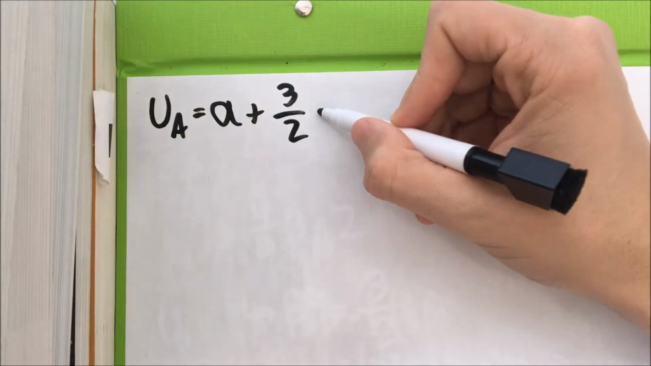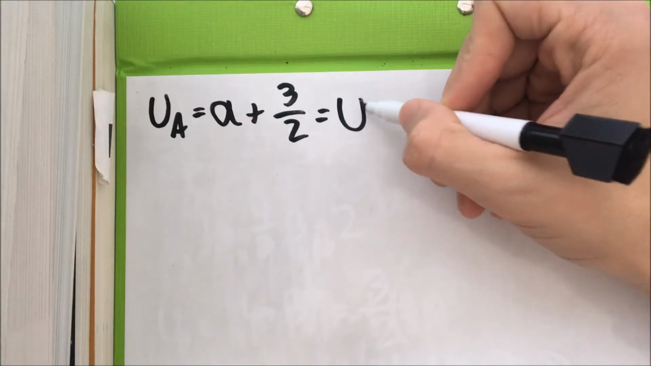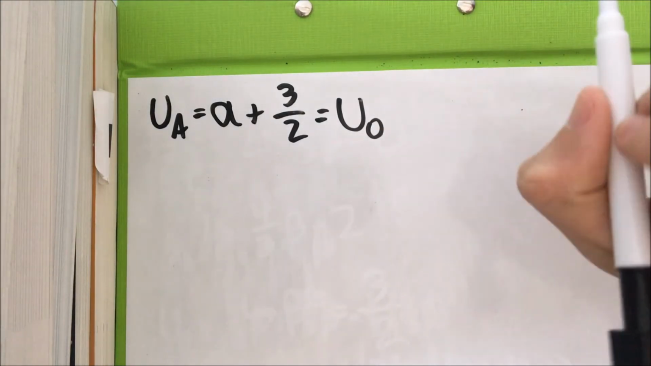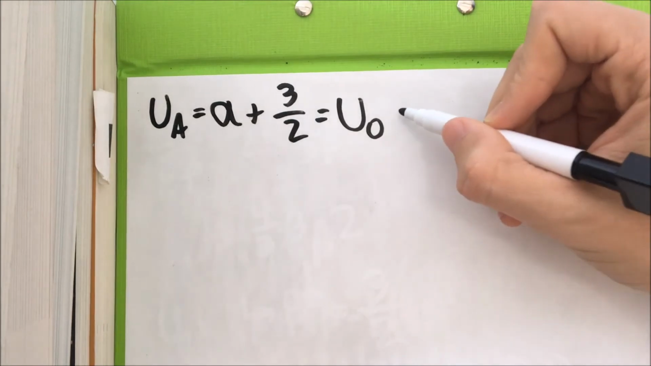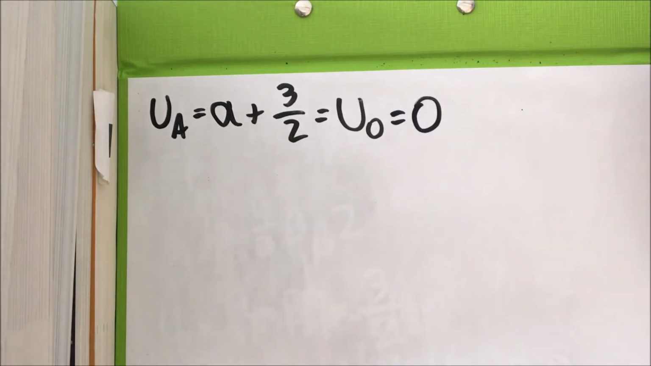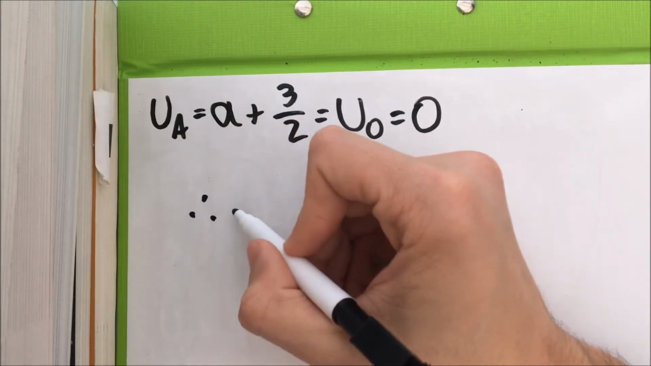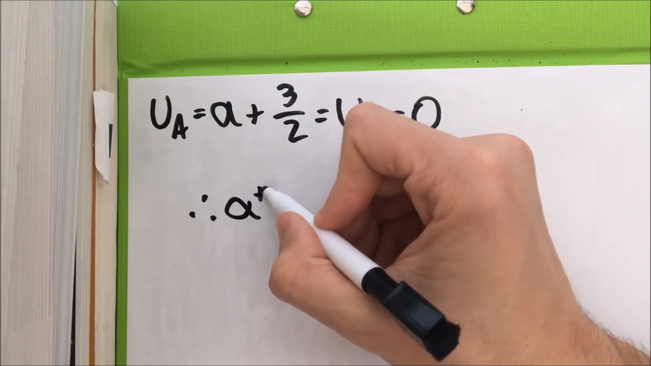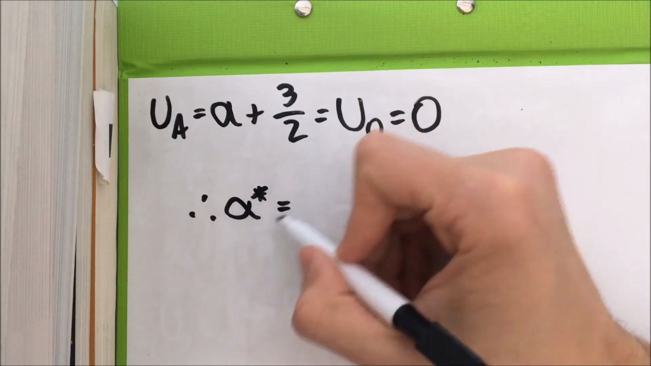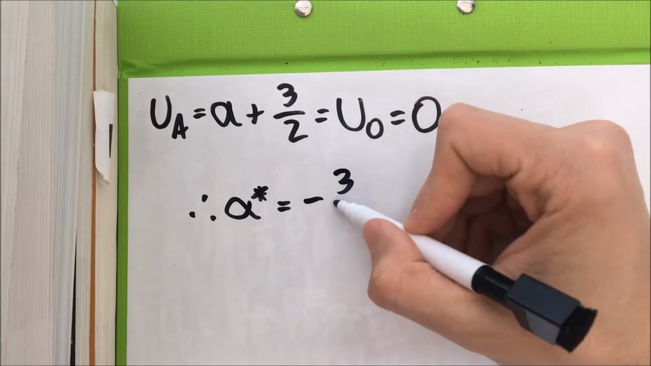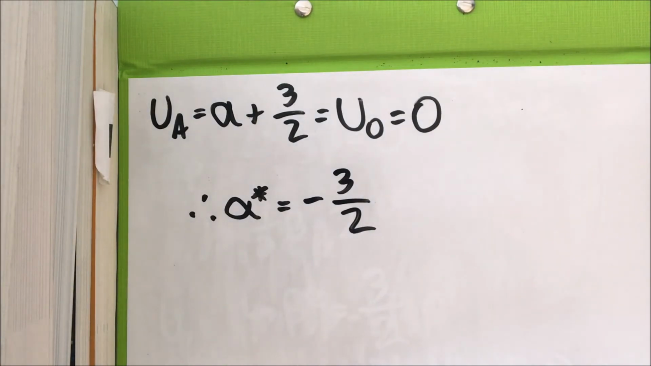Now remember, the principal wants to make sure that it equals the outside utility to make sure he gets all the utility, or he extracts all the surplus. And we know from the question that that equals 0. So we get alpha plus 3 on 2 equals 0. Therefore, our best alpha for the principal to extract the maximum surplus he can is negative 3 on 2.